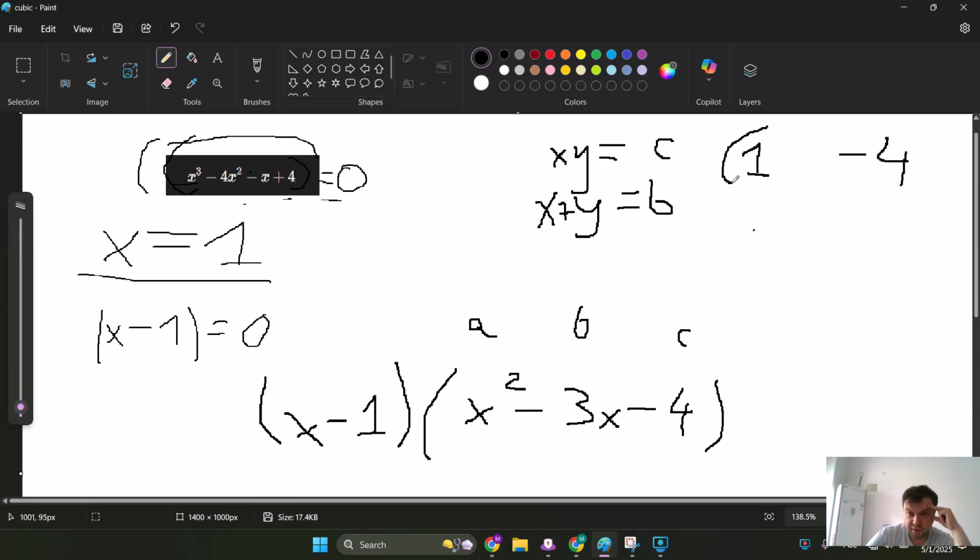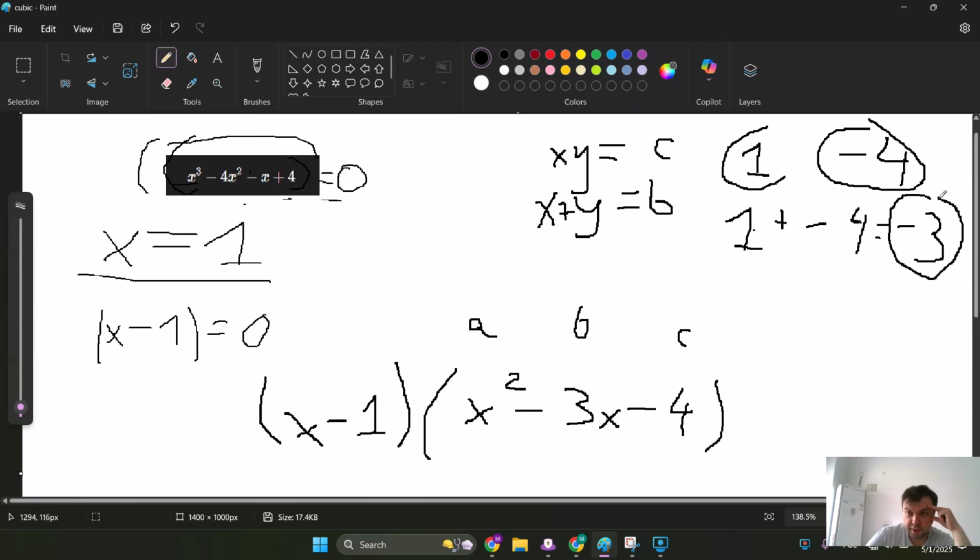So the first one is 1. 1 times minus 4 gives minus 4, so we got this number. Let's see what happens when we add them: 1 plus minus 4. Plus and minus gives minus, so 1 minus 4 equals minus 3. So we have found our factored form.